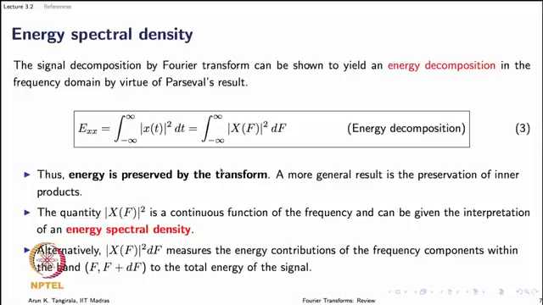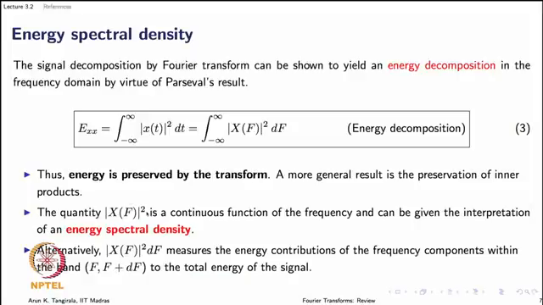Now, this quantity mod x of f square, unlike the mod Cn square, is a continuous function of frequency, and therefore, I can give it the idea of an energy spectral density. Of course, not just because it is continuous, but because the area under it gives me the energy, I can call it the energy spectral density.